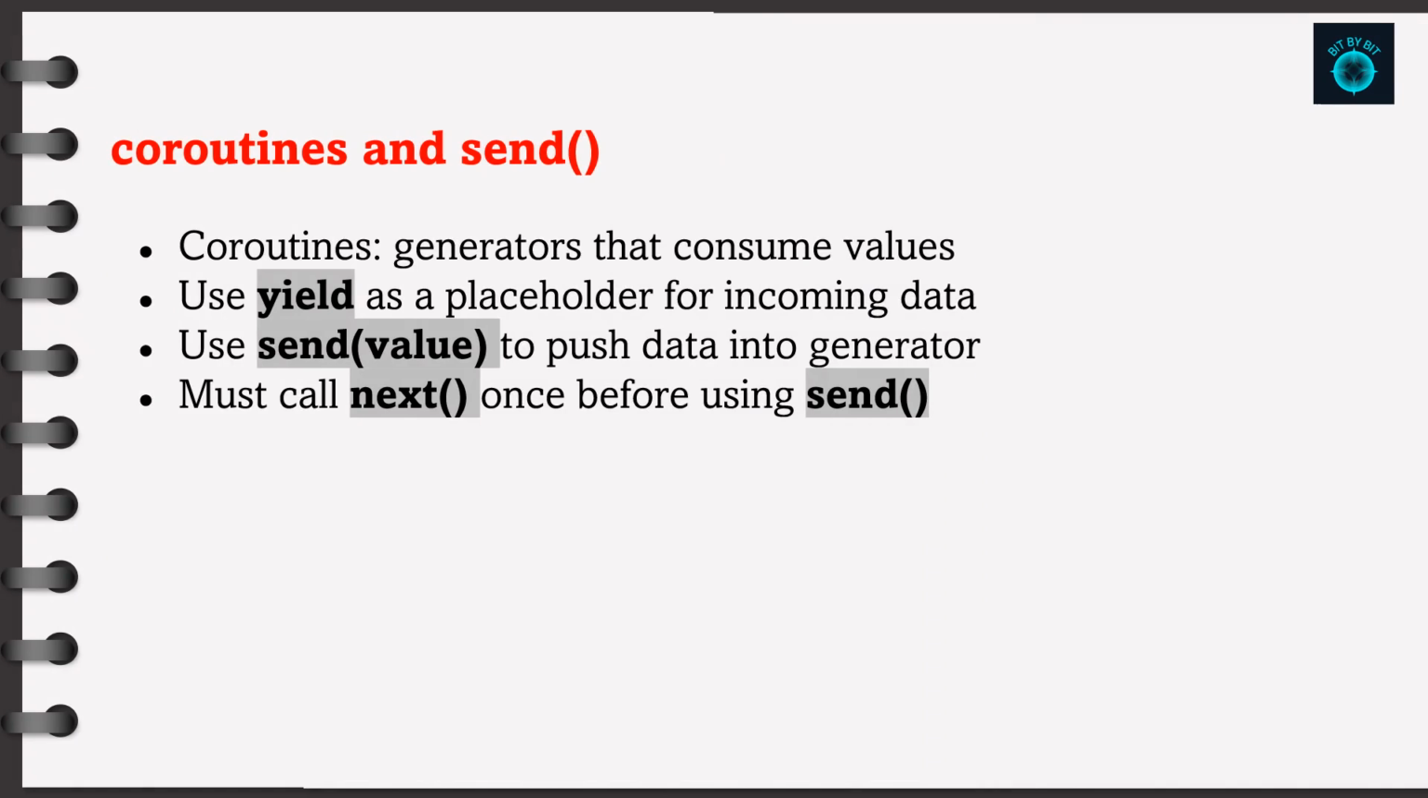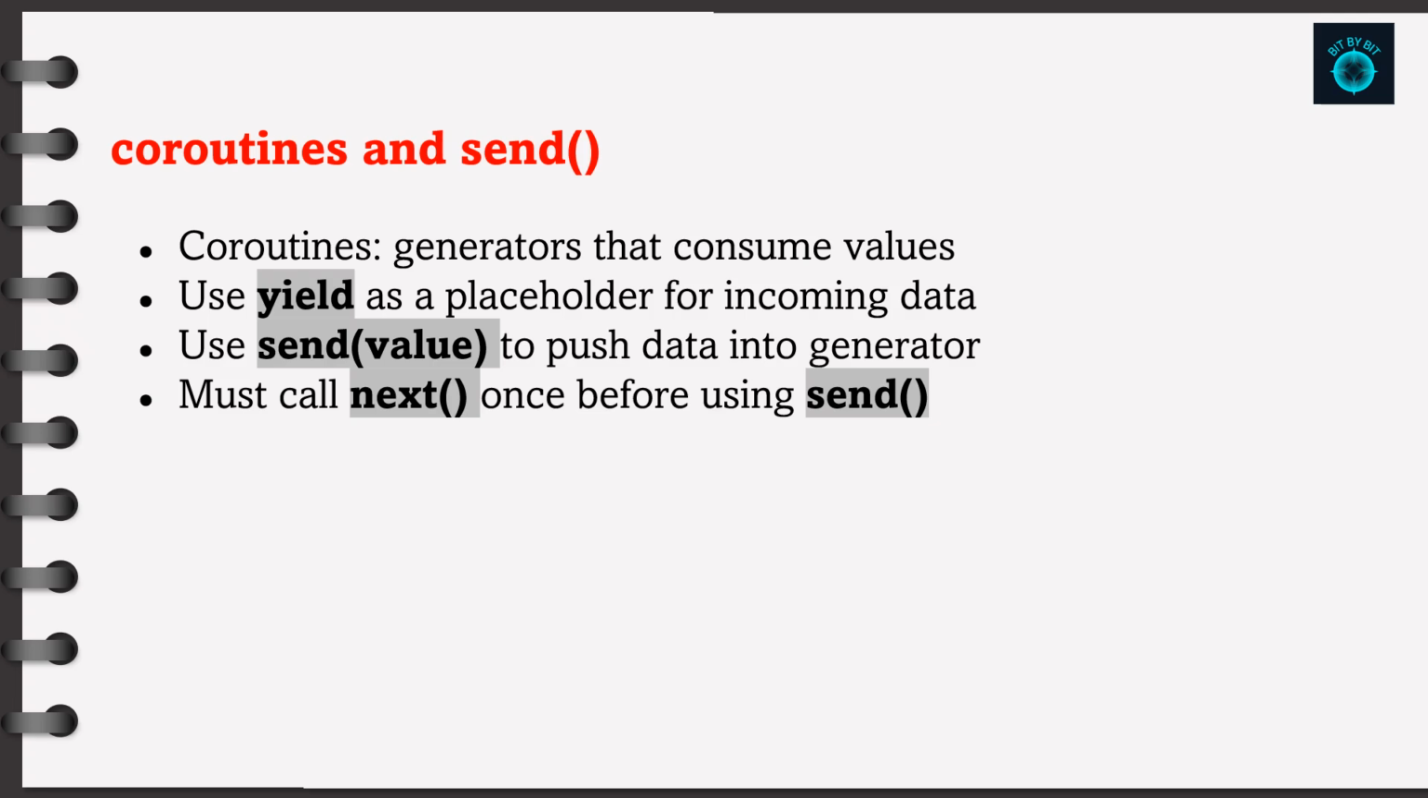Coroutines and send. Coroutines are a special type of generator designed not just to produce values, but also to consume them. In a coroutine, the yield keyword pauses execution and waits for incoming data. We can send data into a coroutine using the send function. Before calling send, we must first advance the generator to the first yield using next. Coroutines are useful in event handling, pipelines, and asynchronous programming.